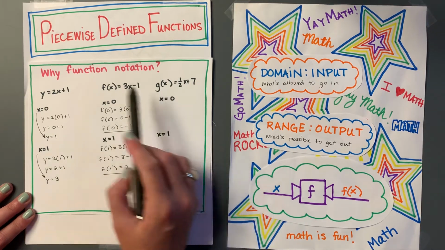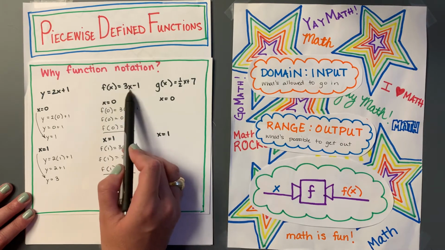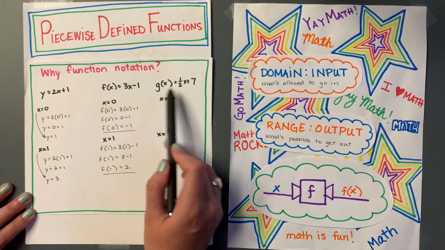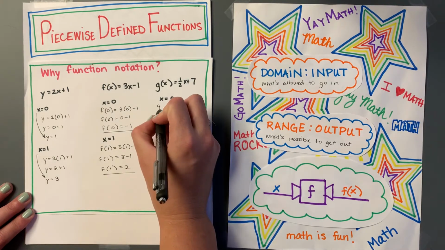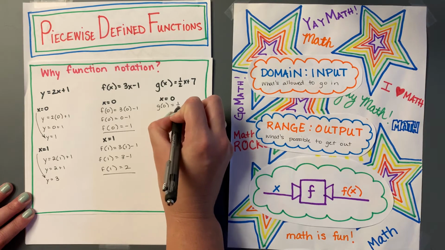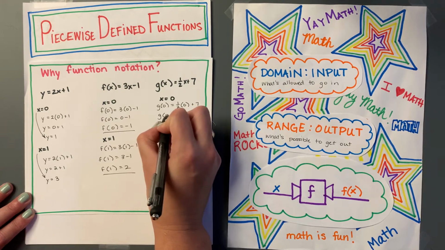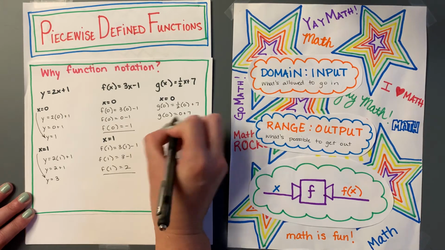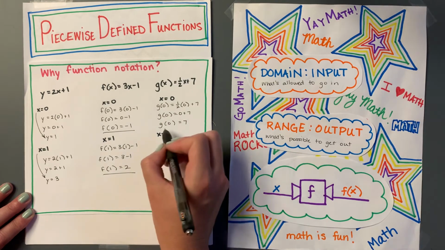The other thing this allows me to do is to have multiple functions defined. So I have f of x equals 3x minus 1, g of x equals 1/2 x plus 7. So now, if I evaluate g at 0, I have g of 0 equals 1/2 times 0 plus 7. g of 0 equals 0 plus 7. g of 0 is equal to 7.